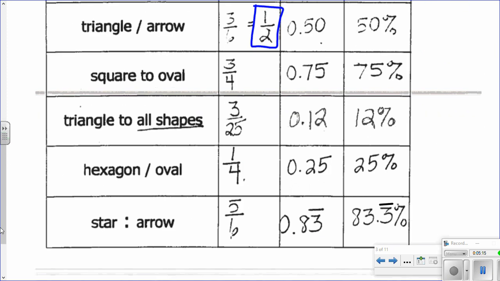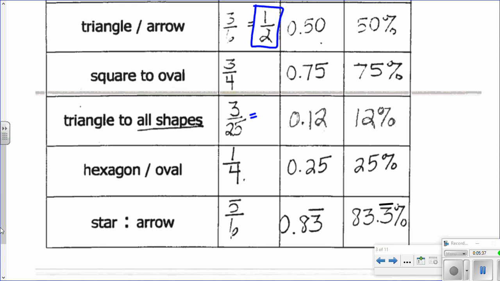The next one, triangle to all shapes. So that includes triangles, every single one. When you count up every single shape, there was 25 of them, and there was only 3 triangles. So the 3 goes on the top, and the 25 goes on the bottom. So 3/25. You would probably need to do your long division for that one, unless you were able to. So you could do 3 divided by 25.